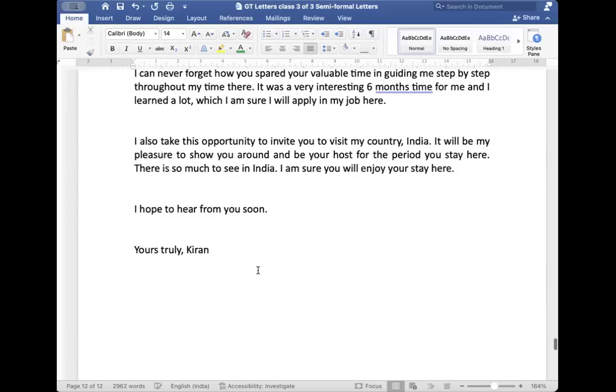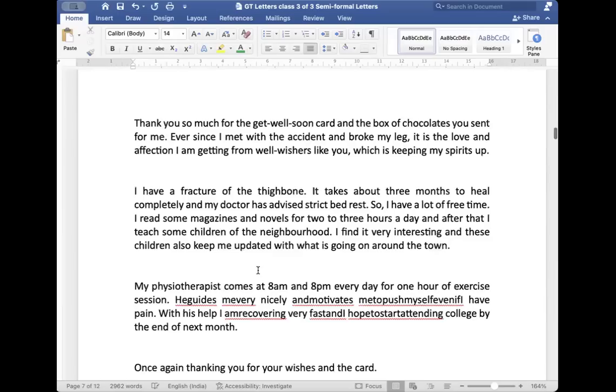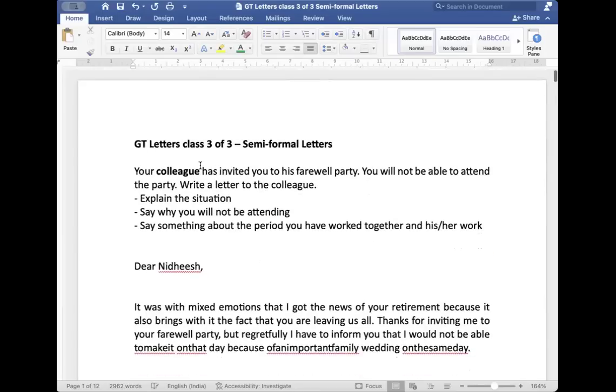Okay, so now we'll go through all these. How to handle a semi-formal letter. Very, very easy, nothing difficult. Think logically. If it is a semi-formal letter, will you write dear sir or madam here? If you write dear sir or madam, it becomes sort of formal.